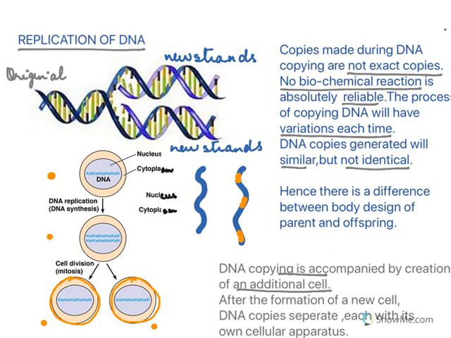So would you expect the body design of the parent to be identical to the offspring? No. Since there is a difference in DNA, the body design also will be different. Hence there is a difference between the body design of a parent and an offspring. This is the DNA of a parent and this is of the offspring. And during the copying, there is always some difference, which are called variations.